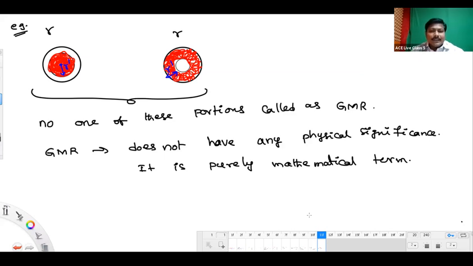Sir, can we say that external flux is more than internal flux because of effective LA? Yes, correct. Satvik, yes.